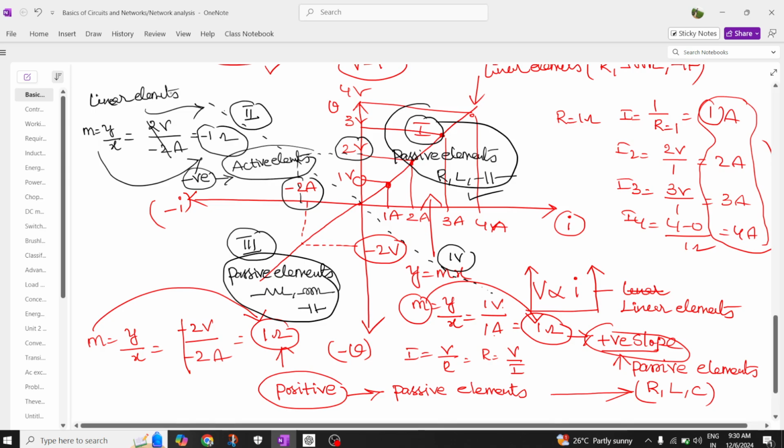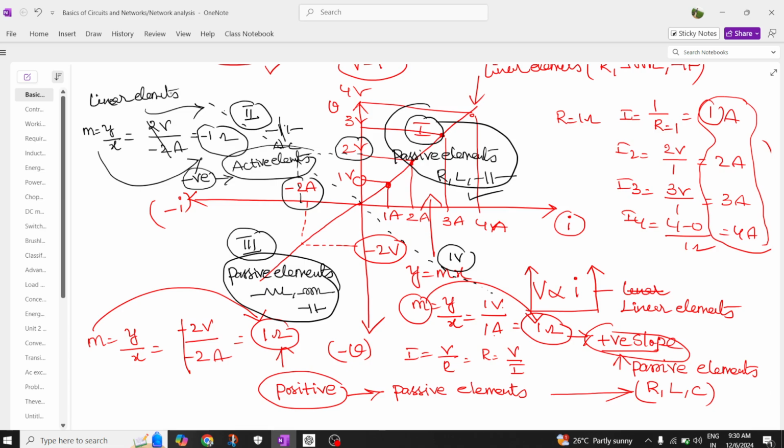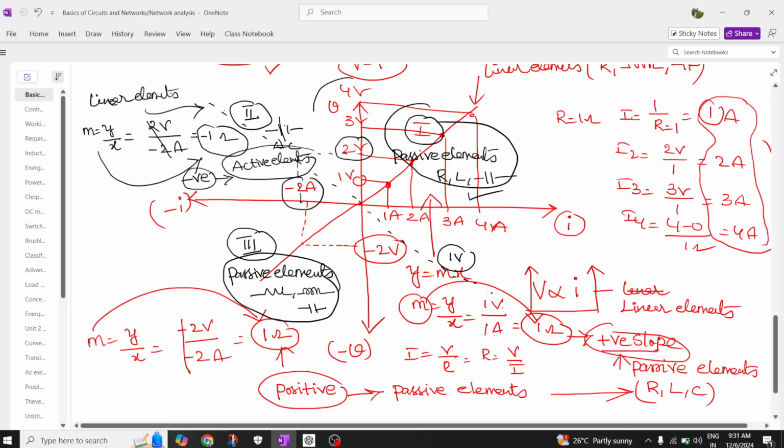What are active elements? A battery and an AC generator. They can generate a positive voltage or they can generate a negative voltage. That is also possible. If the voltage direction is reversed, the current direction is also reversed. So we need the change of voltage from positive to negative or change of current from positive to negative. In this scenario they are generating some positive voltage, the direction of current is reversed, therefore they have negative slope. Similarly in this quadrant also the same will happen.